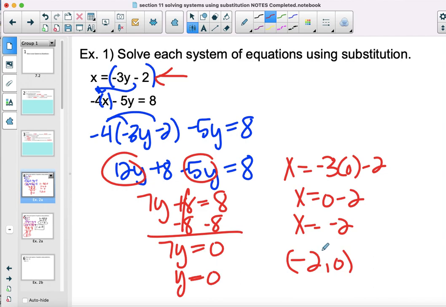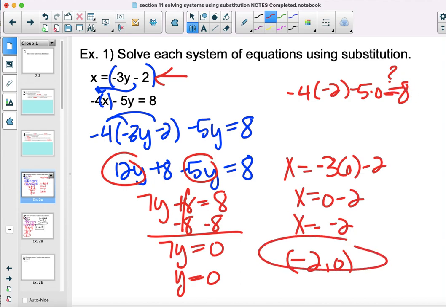Let's check. I just got this value by plugging it into the top, so we're going to take negative 2 and 0 and plug it into the bottom equation. Technically you can just type that straight into your calculator as negative 4 times negative 2 minus 5 times 0. Does that equal 8? When you do that, it does give you 8, because it's 8 minus 0, which is 8. So it does work, and we can circle that and know that is the correct answer.